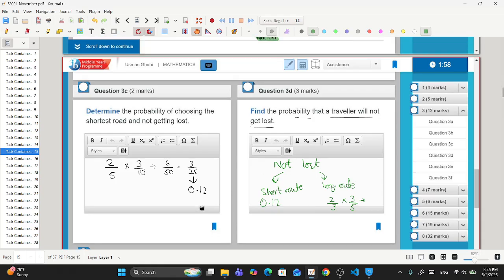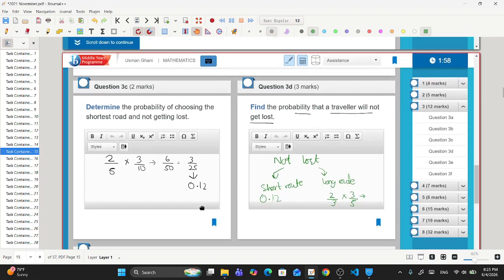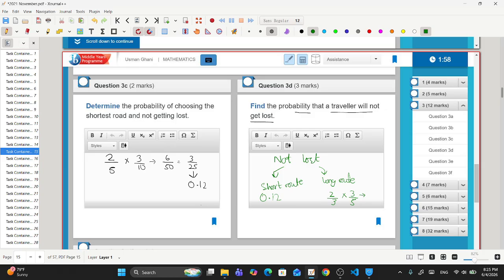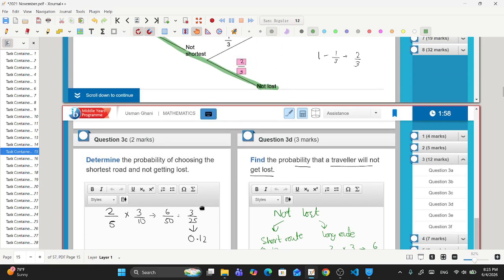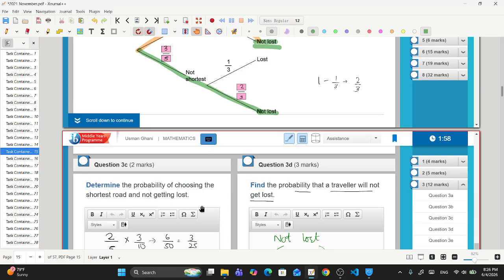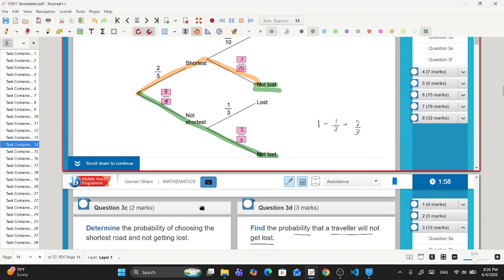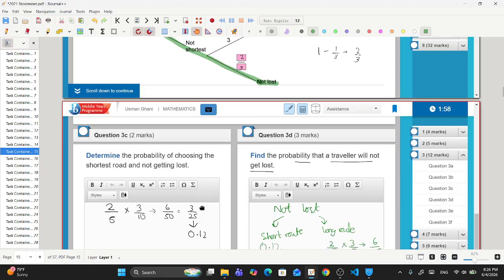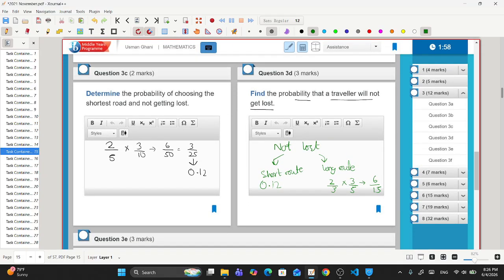Which is 6 over 15. Now, this is the probability of not getting lost, right? Then we have to subtract 1 from the value. 1 minus 6 over 15. So this becomes 14 over 50. No, not 14 over 50.